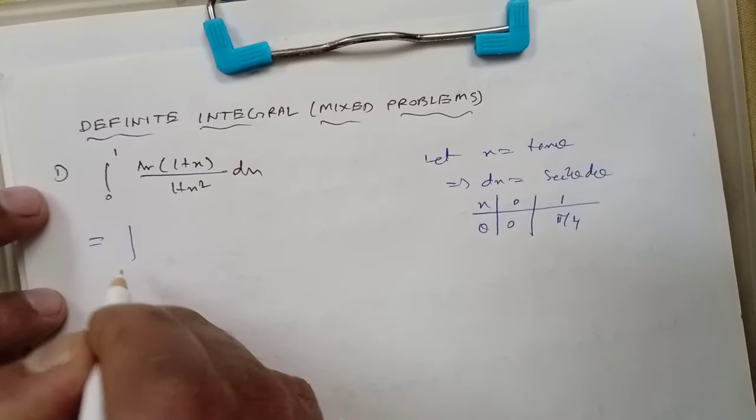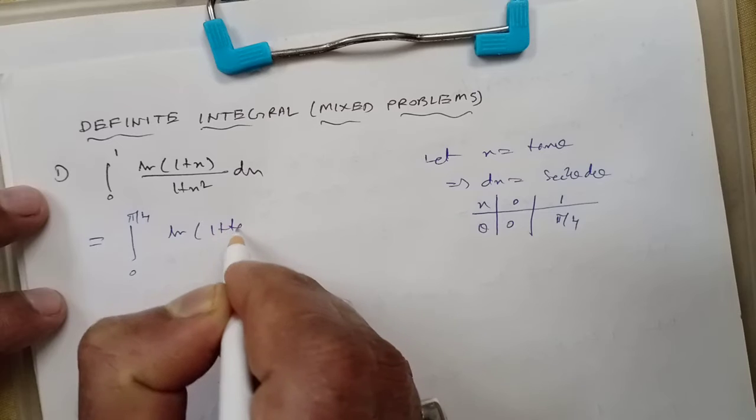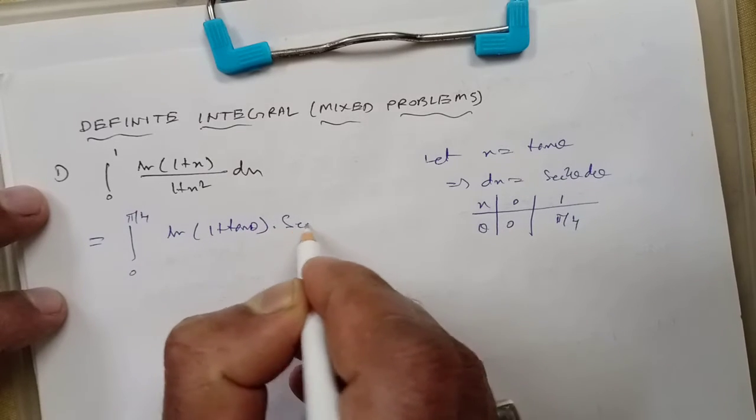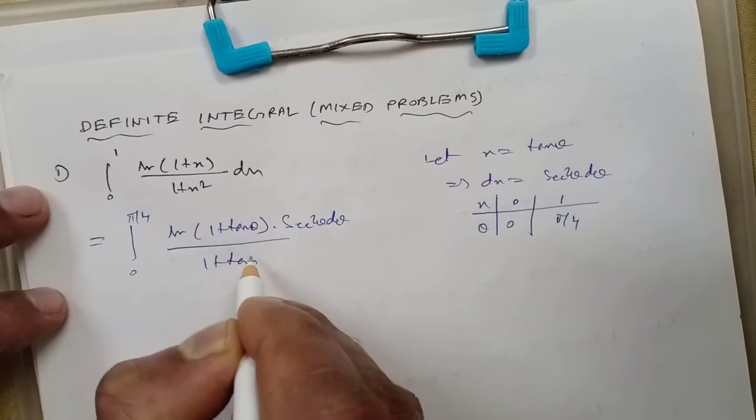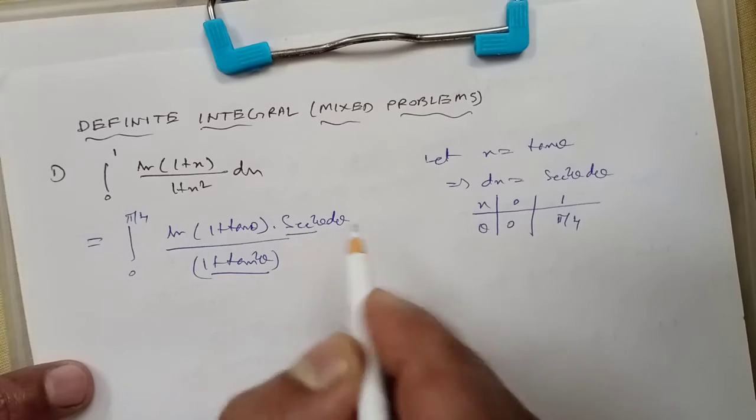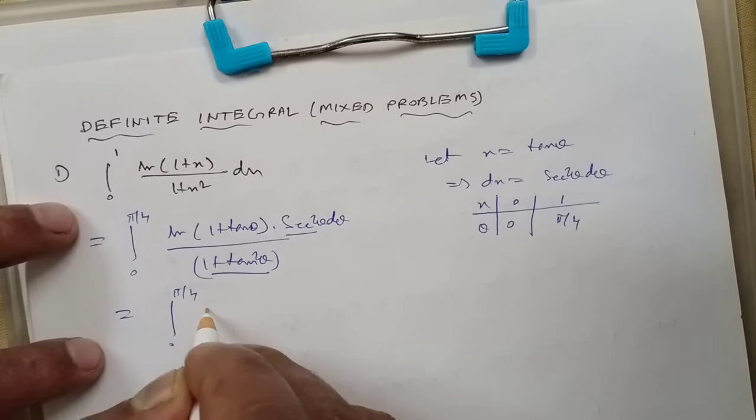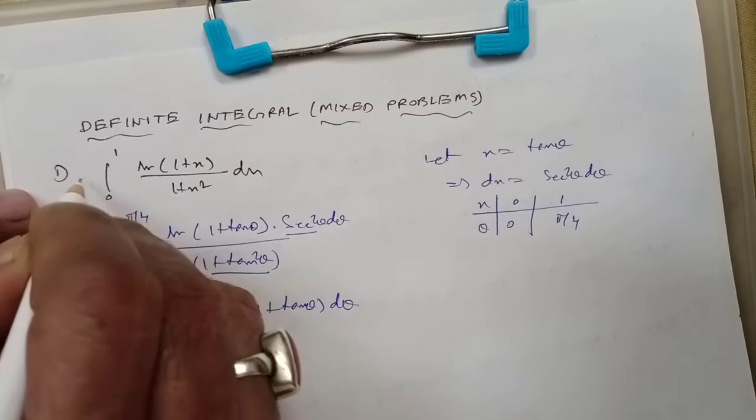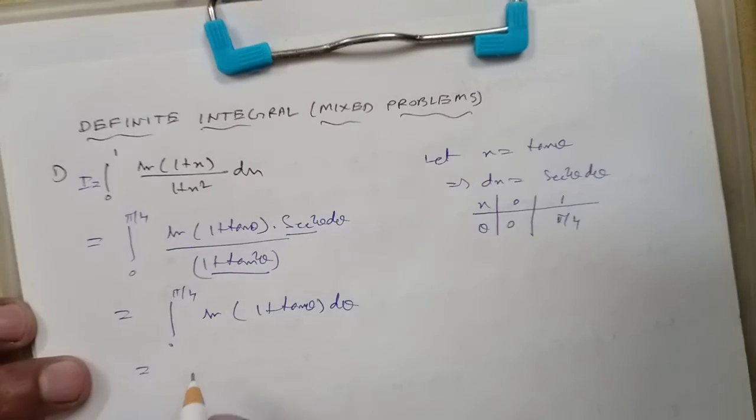So our integral becomes 0 to pi by 4 ln of 1 plus tan theta, times sec square theta d theta divided by 1 plus tan square theta. Look, 1 plus tan square theta is nothing but sec square theta, so they cancel each other. So finally we get 0 to pi by 4 ln of 1 plus tan theta d theta. Our initial integral is I. Now let us apply property 4.